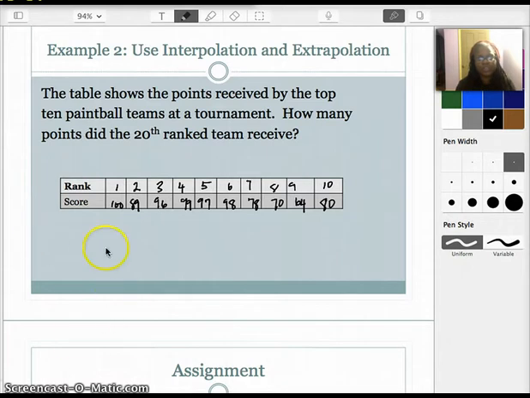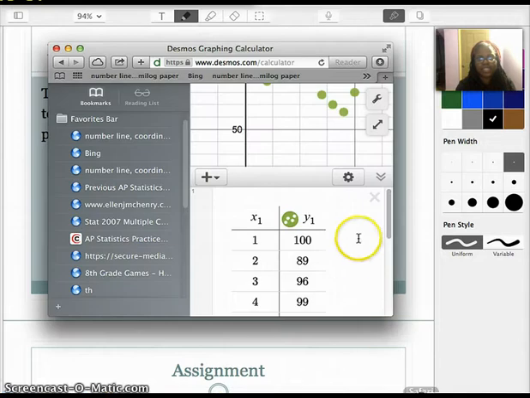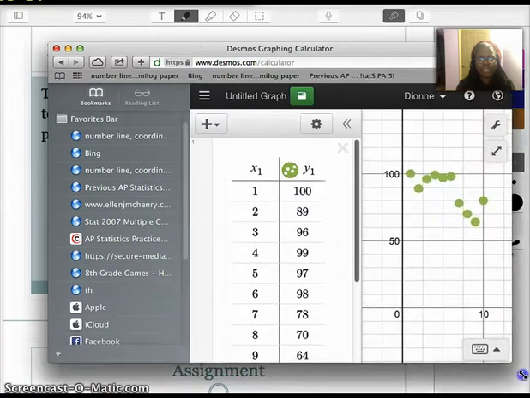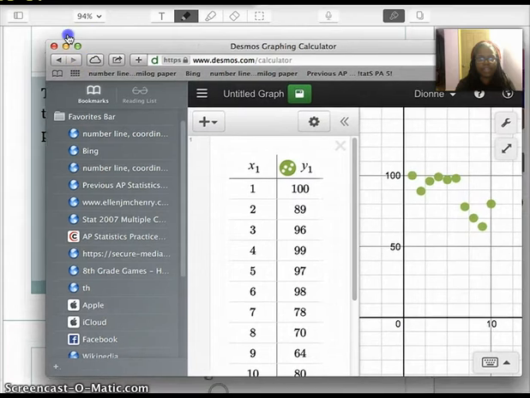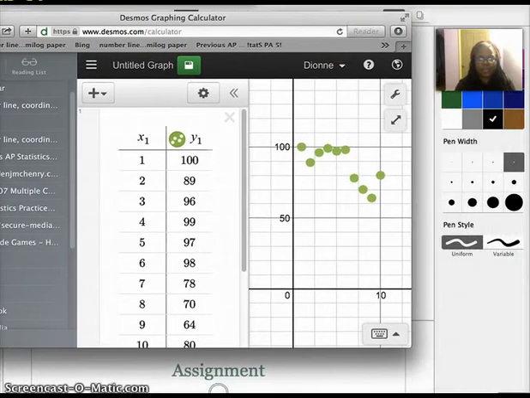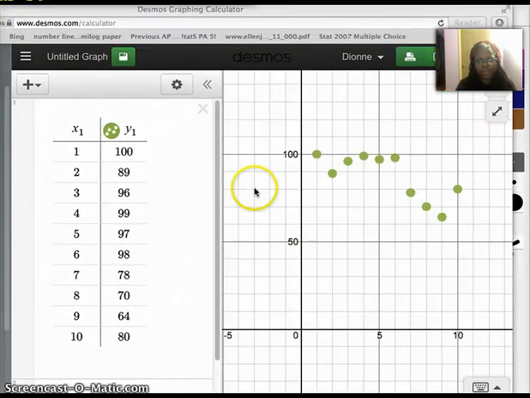So the first thing we do is observe our data. The next thing we're going to do is simply place it inside Desmos and get Desmos to calculate the line of best fit for us. So when I do that, let's pause this. Here's our data, and remember this column is about ranking and this column is the scores. The first place team got 100, and so forth, and you can see how it goes down the line.